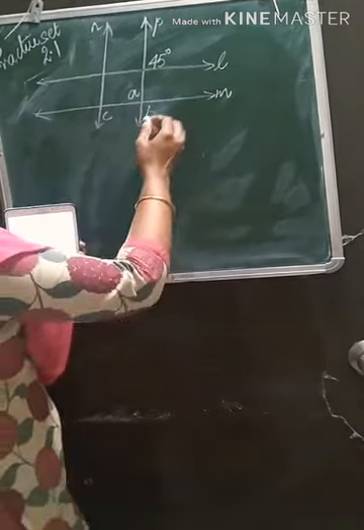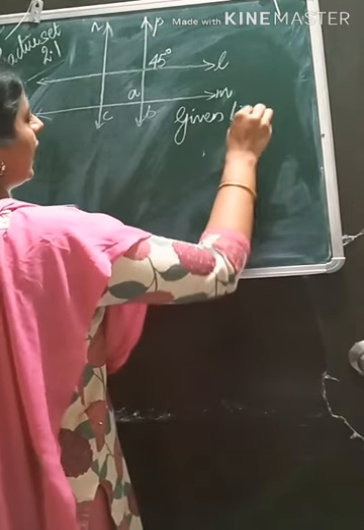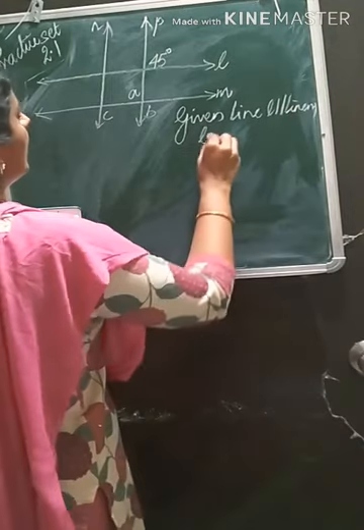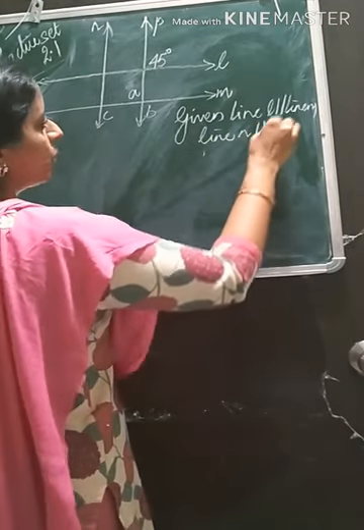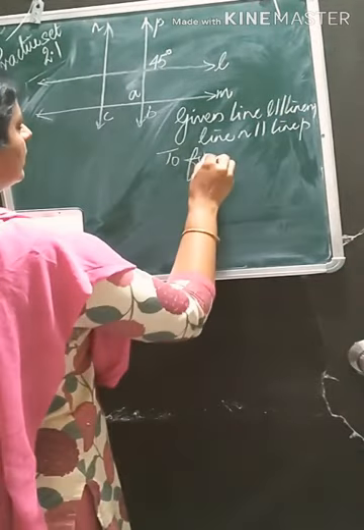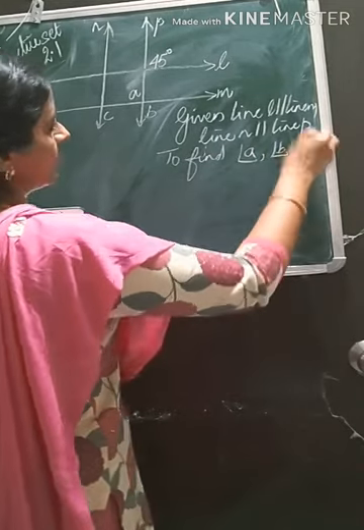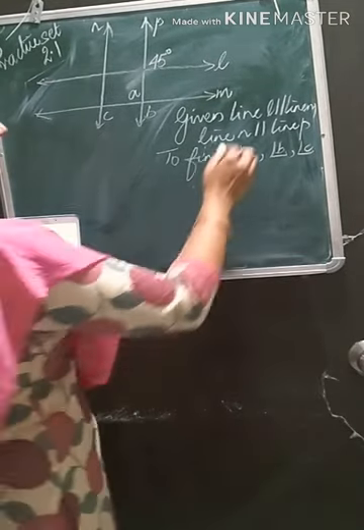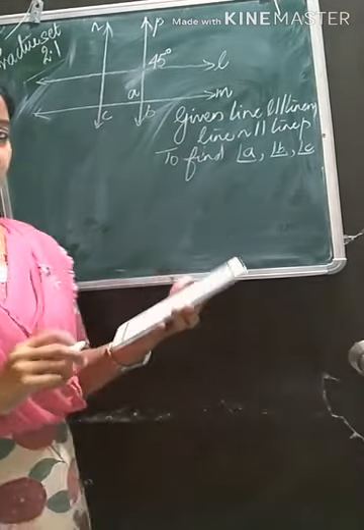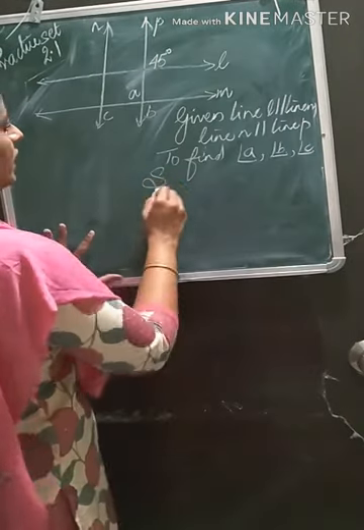Write down first given: line L parallel to line M, line N parallel to line P. To find: angle A, angle B, angle C. And what is given? One more angle, that is this angle is given as 45 degree. Again they have not given a name. We will name it. Let us write solution.